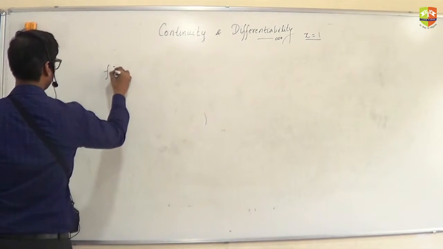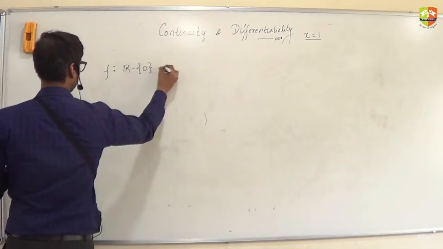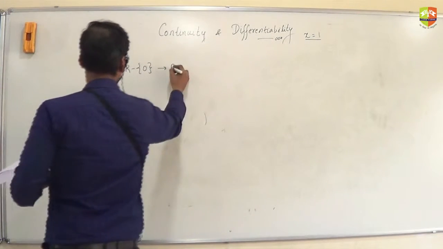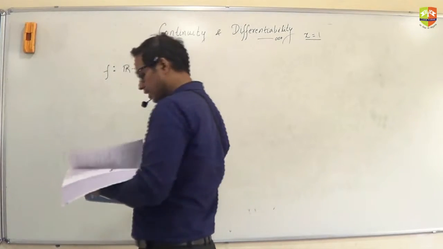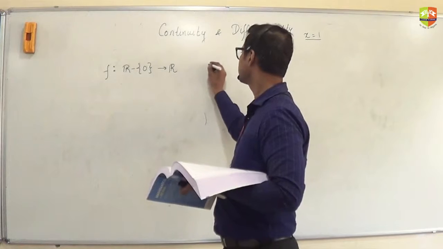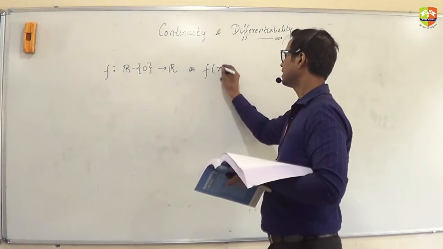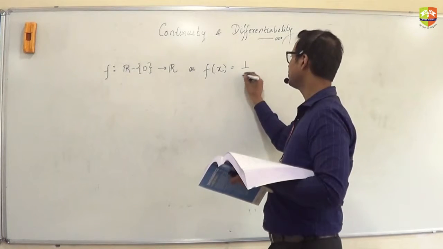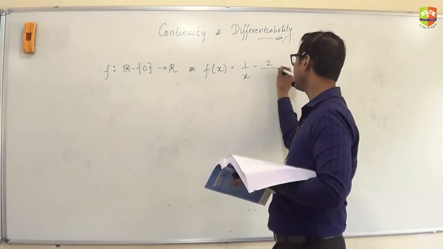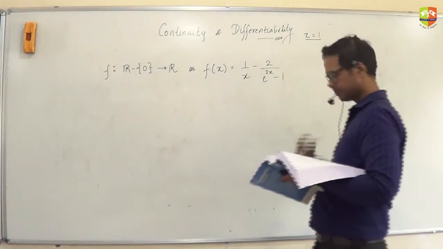There is a function defined for this domain and codomain as f of x equal to 1 by x minus 2 by e to the power 2x minus 1.